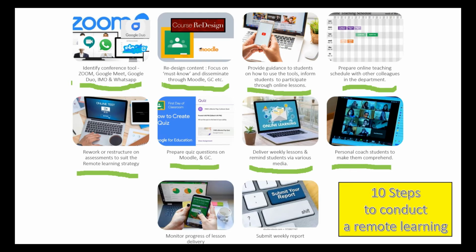Now, the next step is to monitor progress of lesson delivery. Obviously, you need to monitor the progress of your learners, and you need to check whether they are learning, or those who are about to leave the course, you need to somehow motivate them to be with you for the rest of the online course. At the end of the step, you need to submit a weekly report to your immediate supervisor. Now, in this case, all the 10 steps have practically been done and they have been proven successful. These are the steps to conduct remote learning.